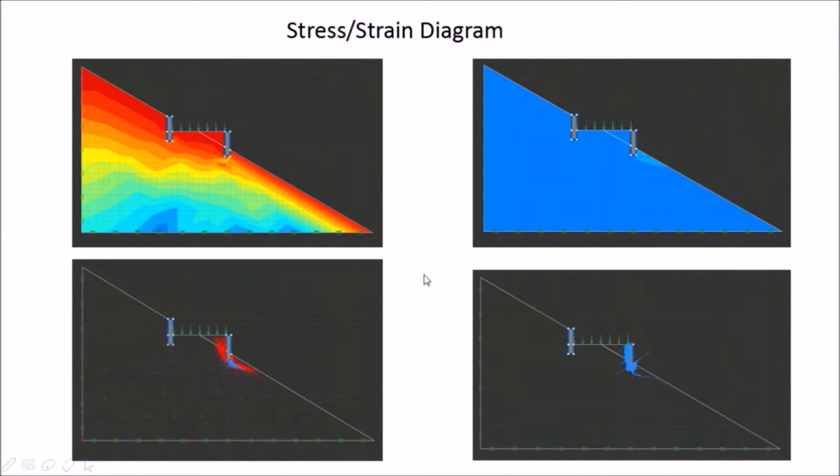It can be seen that the lower slope is more critical and easier to fail, and there are some stress and strain diagrams of the design.